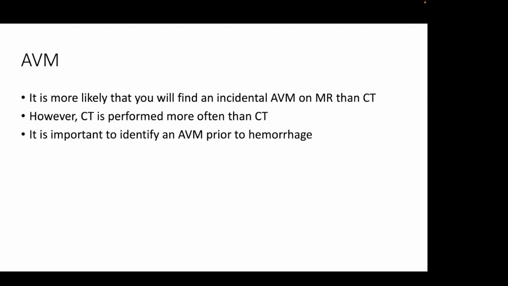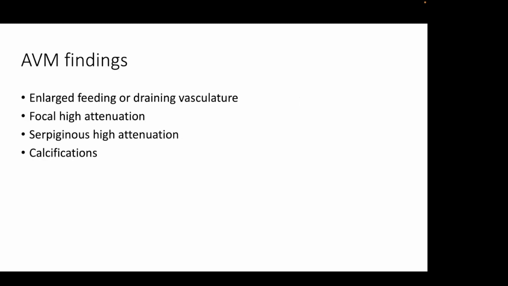So in this last segment of the talk, I don't think we're going to have time to get into vasculitis, so I just want to cover arteriovenous malformation imaging because it is uncommon to find unruptured arteriovenous malformations. But I do think you need to be aware of them because you want to recognize them prior to hemorrhage. So how can we identify an unruptured arteriovenous malformation?